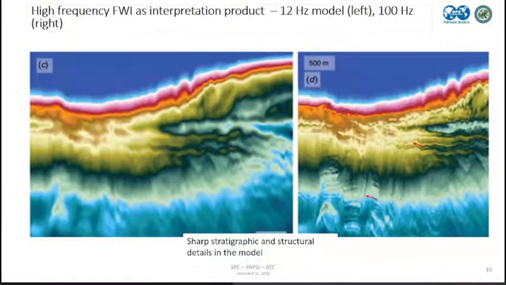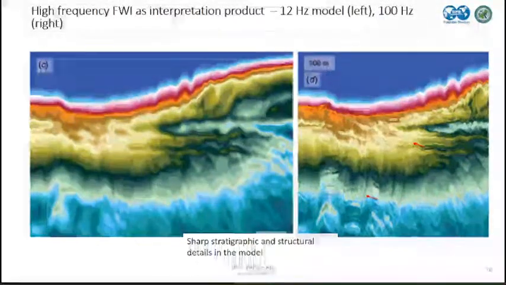So that was my first part of the talk. The second part, I'll quickly show you a few examples of high frequency FWI.